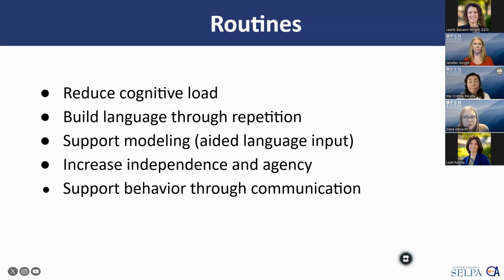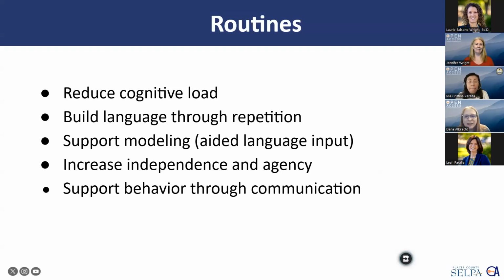Routines also help support modeling. Those familiar routines make it easier for us to remember where the words are to consistently model in natural contexts. And it also helps to, as we talked about, increase independence and agency. Students can start to anticipate and initiate and make choices and request and refuse and say all done because they kind of know what's coming next, right?